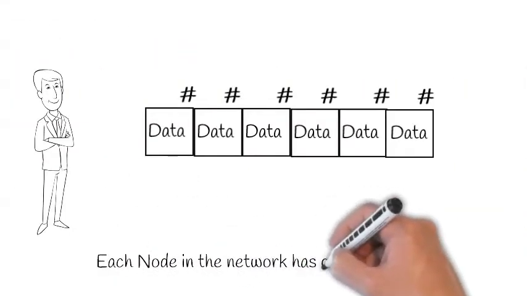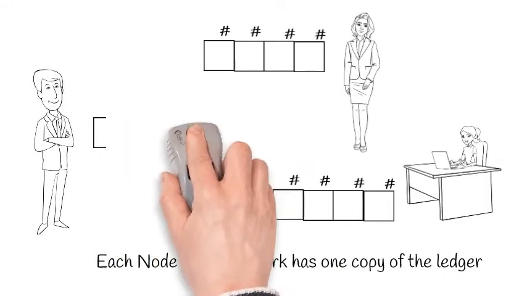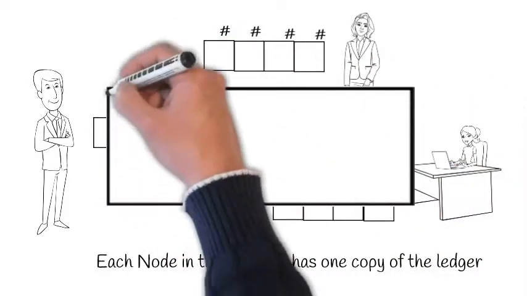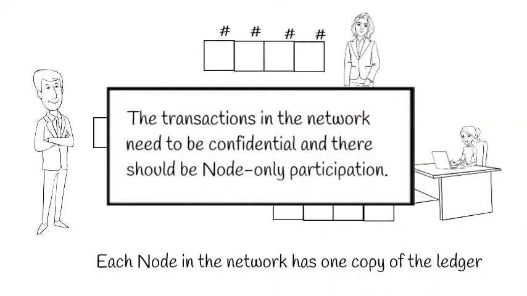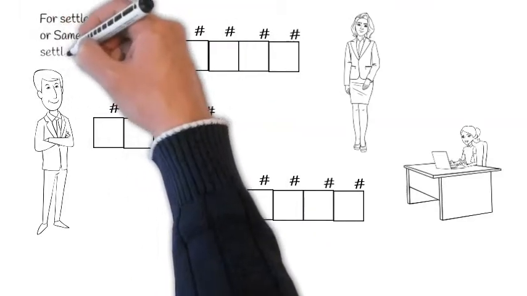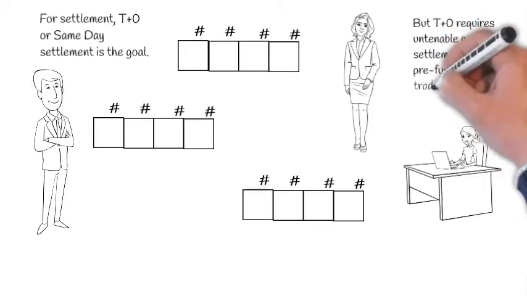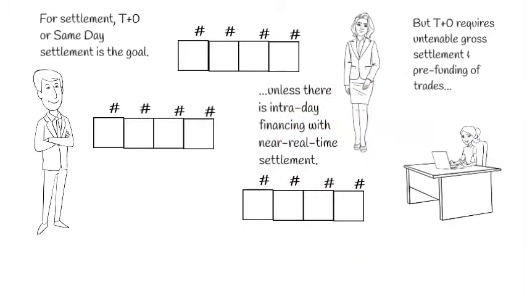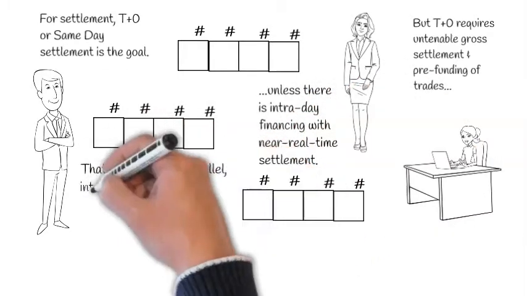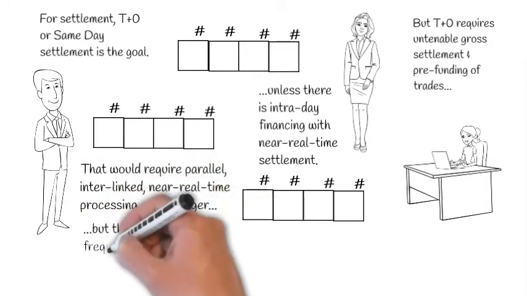Each node in the network will keep its own copy of the immutable record or ledger. The transactions in the network need to be kept confidential, and there should be node-only participation for the processing of the ledger. With regards to settlement, T+0 or same-day settlement is the goal. But T+0 requires gross settlement and pre-funding of trades, which is untenable, unless there's intraday financing with near real-time settlement. However, that would require parallel, interlinked, near real-time processing of the ledger.